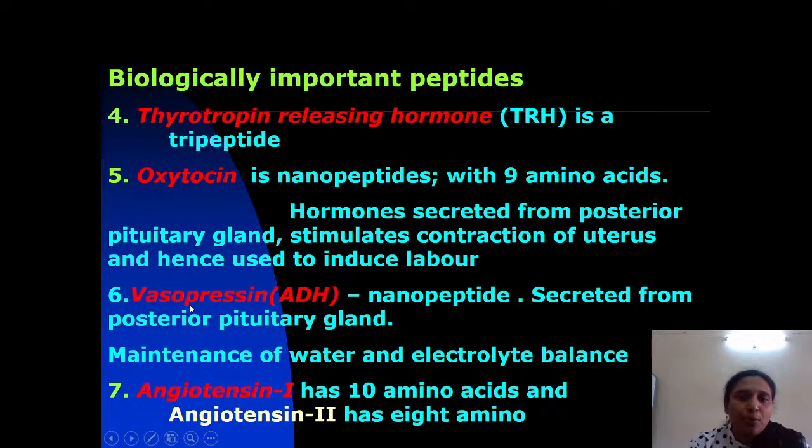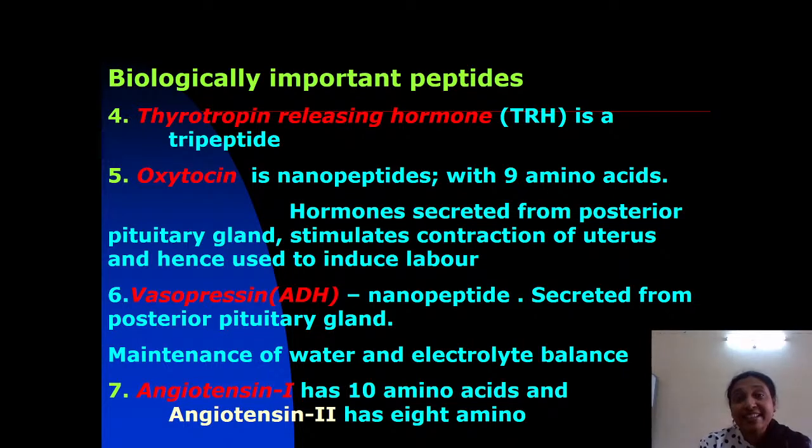Then the other biologically important peptide is vasopressin. Vasopressin is also known as ADH, antidiuretic hormone, and it is also a nonapeptide made up of 9 amino acids. Vasopressin is secreted from the posterior pituitary gland, and the function of the antidiuretic hormone is that it helps in the reabsorption of water from the renal tubules. So hence it helps in the maintenance of water and electrolyte balance. That is the function of vasopressin.